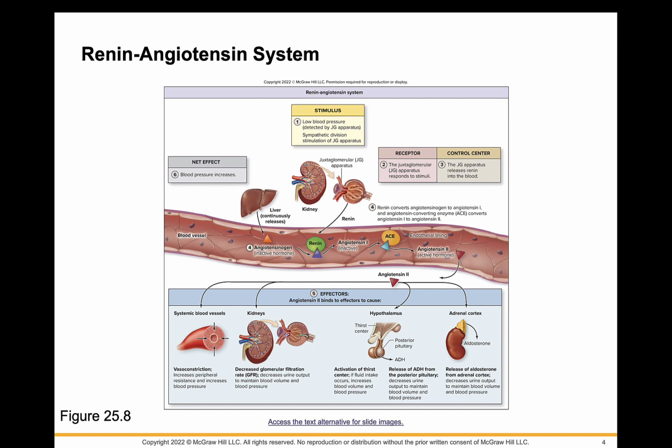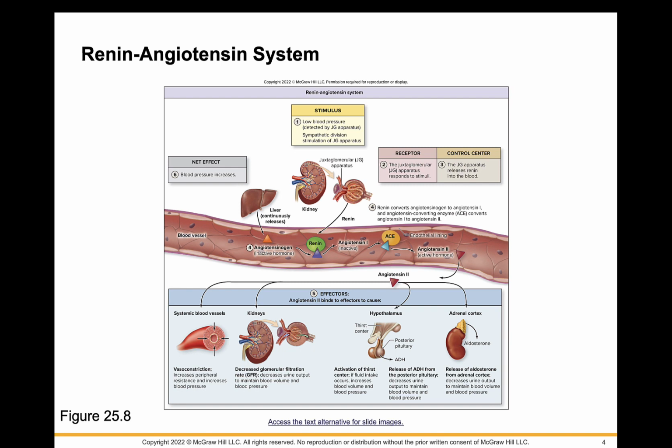blood pressure. Two things are happening within the hypothalamus. Angiotensin II directly activates the thirst center, so it will result in an increase in fluid intake, resulting in a greater blood volume and blood pressure. It also will stimulate the release of ADH from the posterior pituitary. This directly decreases urine output to maintain blood volume and blood pressure, and it also will trigger the adrenal cortex to release aldosterone. And aldosterone will decrease urine output to maintain blood volume and blood pressure.